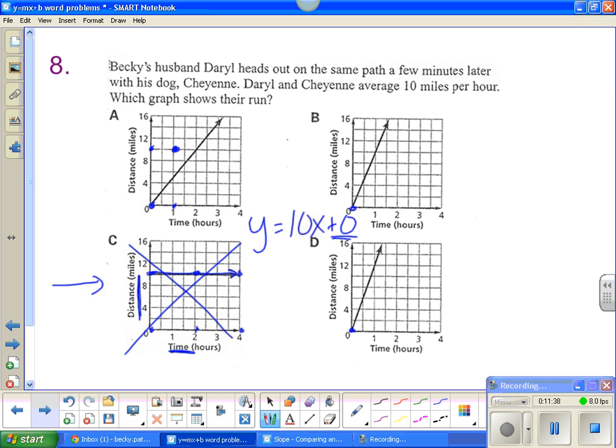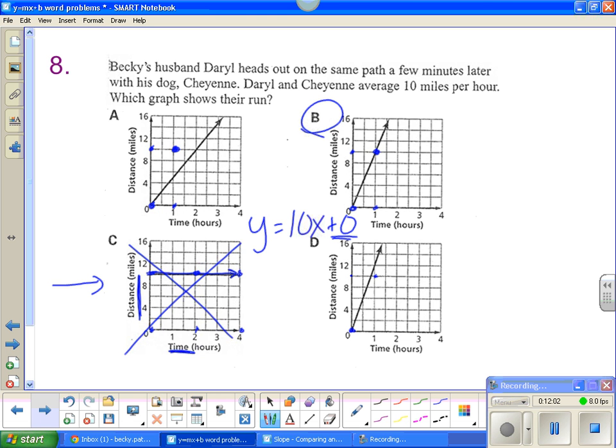And that line doesn't work. So let's try it over here on B. Up 10, right 1 would put me there. And again, right 1 happens to be right 2 blocks in this problem. So I like B. Let's look at D. Up 10, right 1. Looks to be a little too steep. So we're going to go with B.